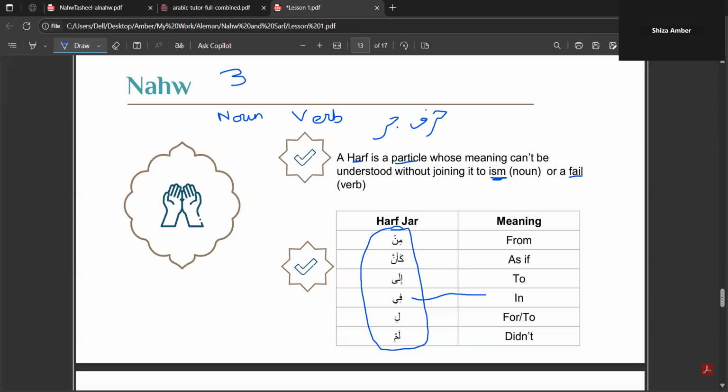I know this is too much at this point, but inshallah, we'll keep the pace slow. So min, again, it's from kana, as if, ila, to, fi, in, li, for, lam, did not, okay? So I want you to remember this chart before our next class on Saturday, because this is important. I'll take a short oral viva before starting our next class, okay?